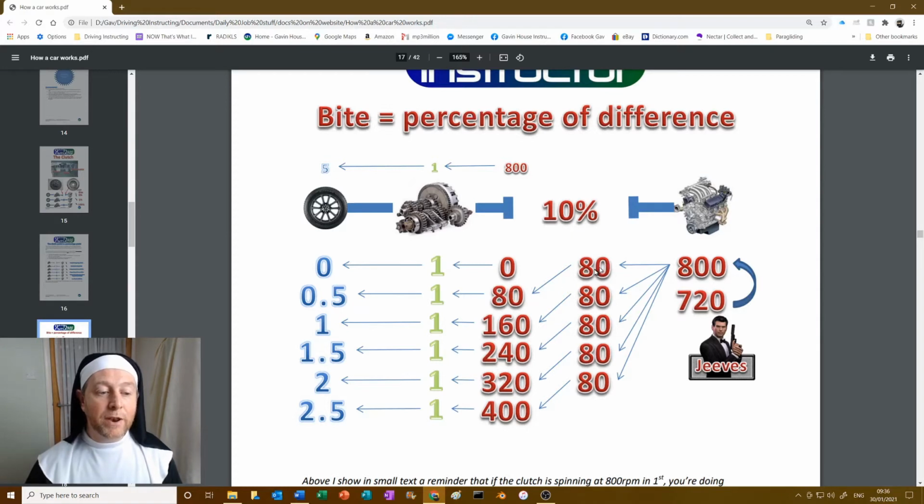Now if I transferred another 80 across, it would be doing 160. So we would gain another half a mile an hour. And another 80 across, we gain another half a mile an hour, and another 80, and another, and so on. And as this clutch increases in speed, the speed of the wheel increases.